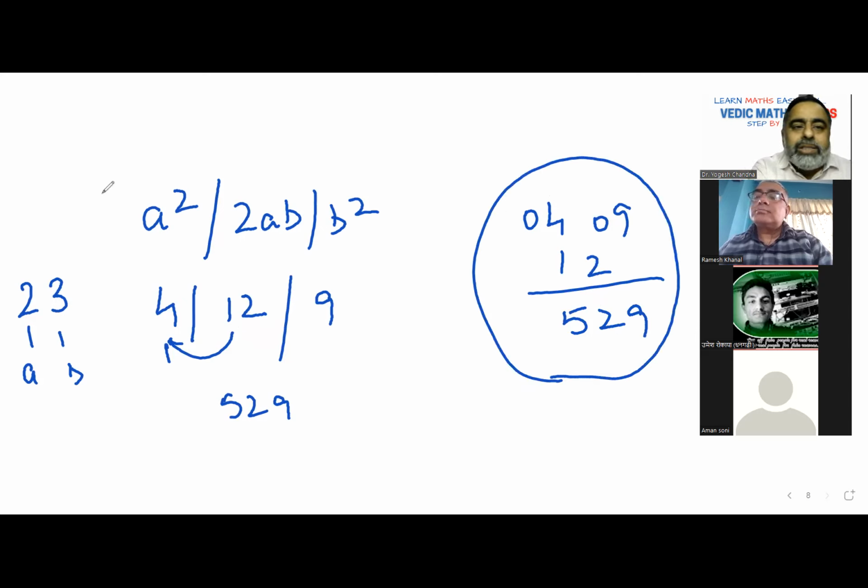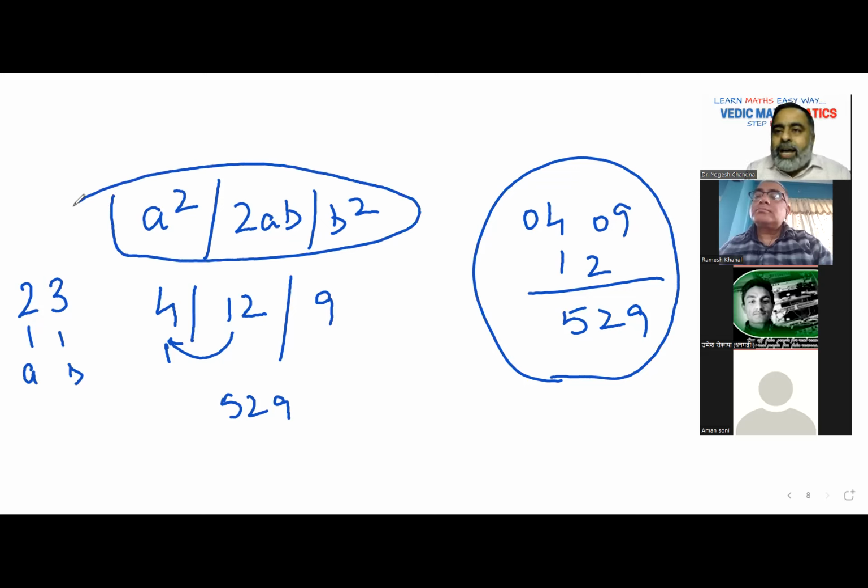Now if you want to remember, this is the formula: a square slash 2ab slash b square. But we derived this formula. See, we are not cramming. It has been derived through the Anurupyena Sutra. But yes, here for the workshop, or for those students who are just preparing for an entrance examination, there are different motives.